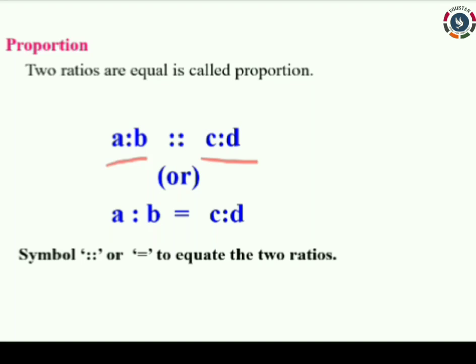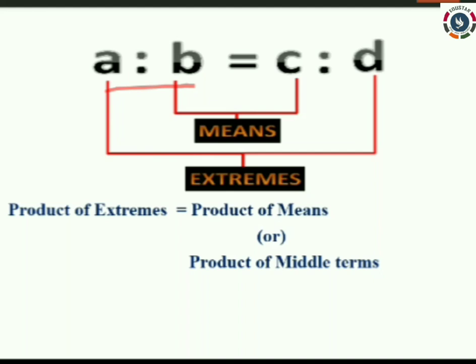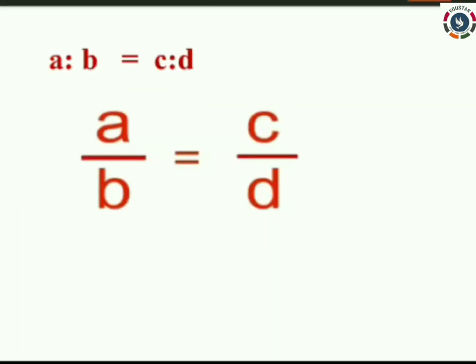For writing proportion, you will use this symbol or the equivalent symbol. A is to B is one ratio and C is to D is one ratio, right? Here A is your first term, B is your second term, C is your third term and D is your fourth term. The first and fourth terms are called extremes. The second and third terms are called means or middle terms.